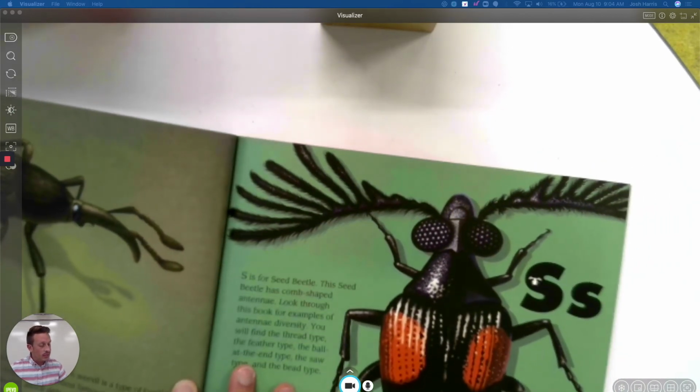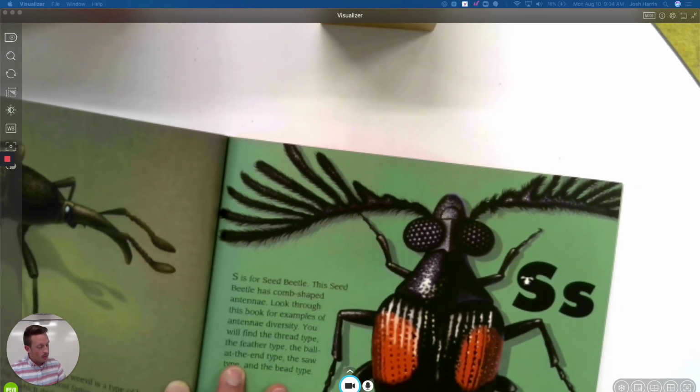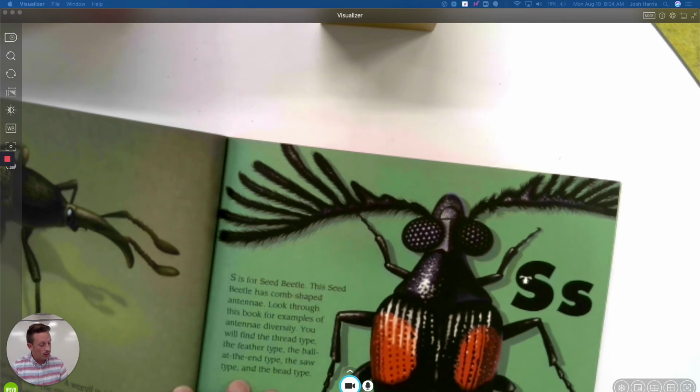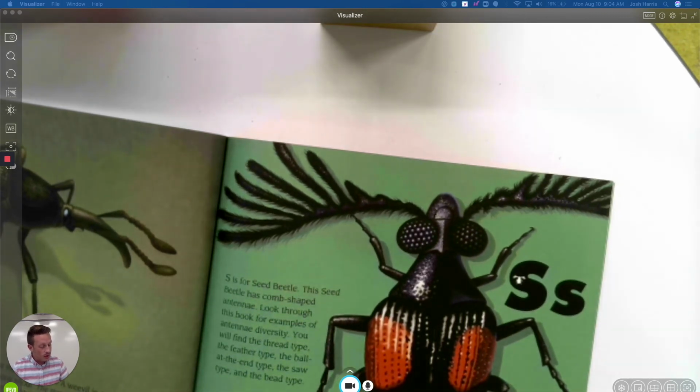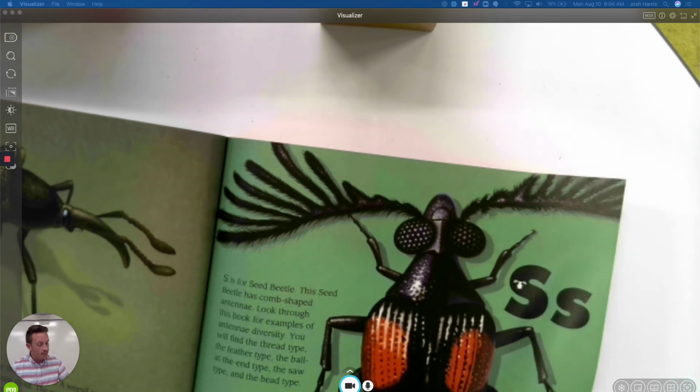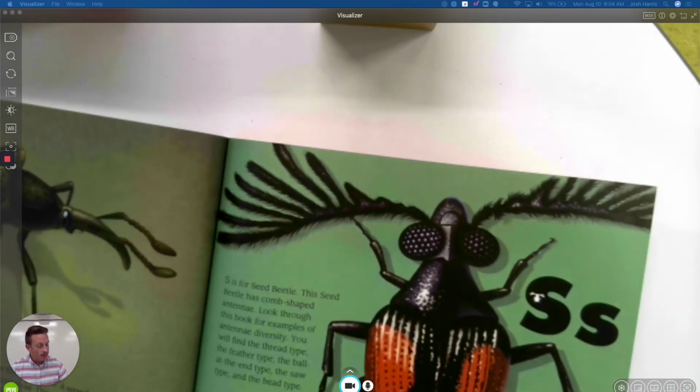S is for seed beetle. This seed beetle has comb-shaped antennae. Look through this book for examples of antennae diversity. You will find the thread type, feather type, the ball at the end type, the saw type, and the bead type.